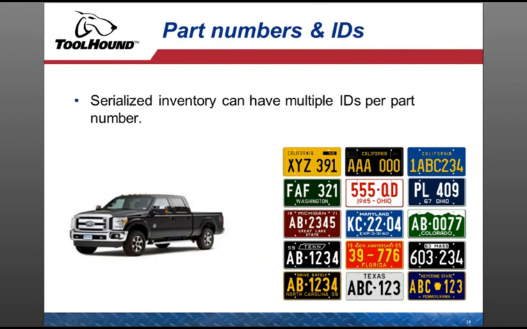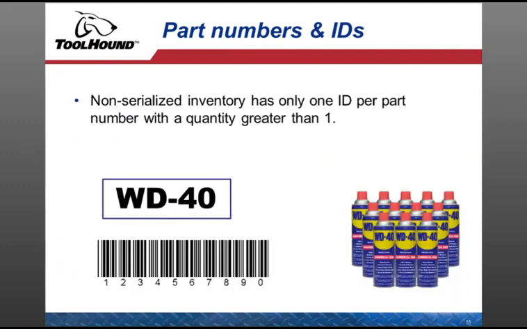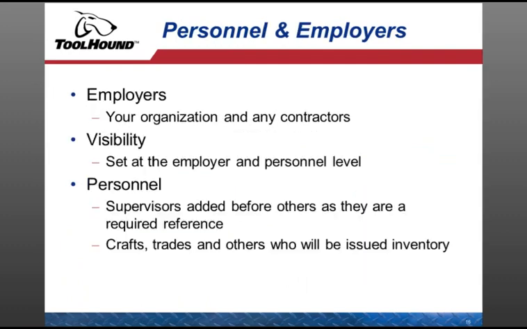To illustrate part numbers and IDs for serialized items, consider a vehicle. The part number would be F-150 and the ID would be the license plate. We can have many F-150 trucks, but each one will only have one plate. Each part number will have multiple primary IDs. For all other inventory types, one primary ID is assigned per part number because each piece is not tracked individually. There is a one-to-one relationship between the part number and the ID.